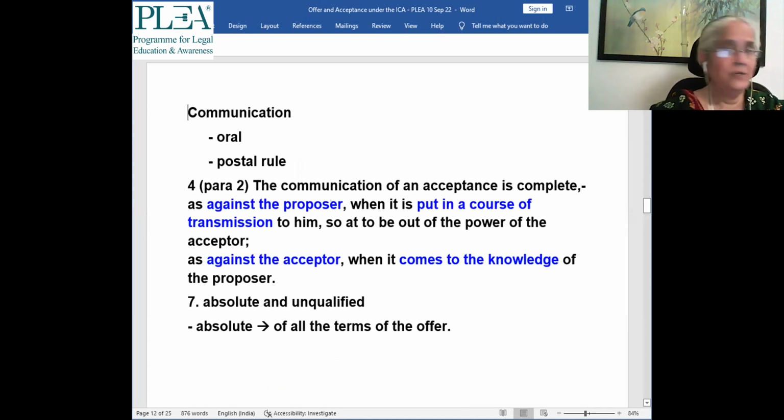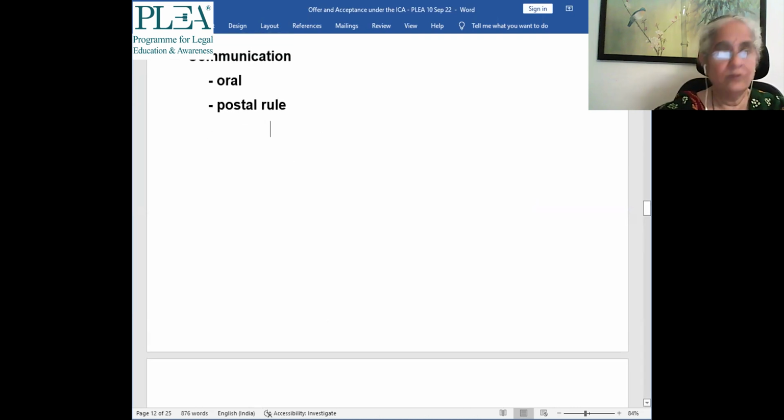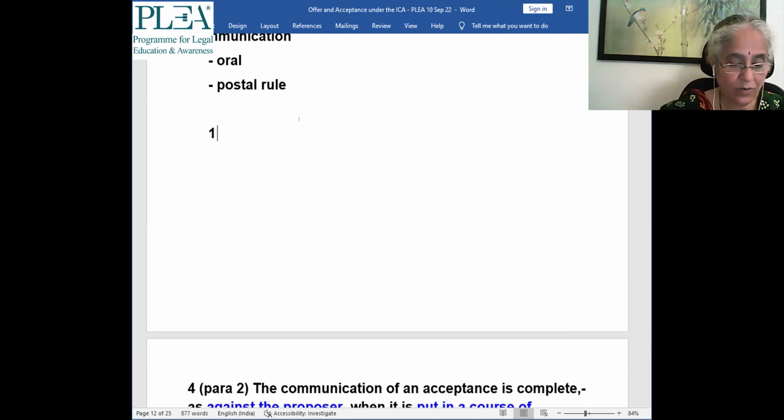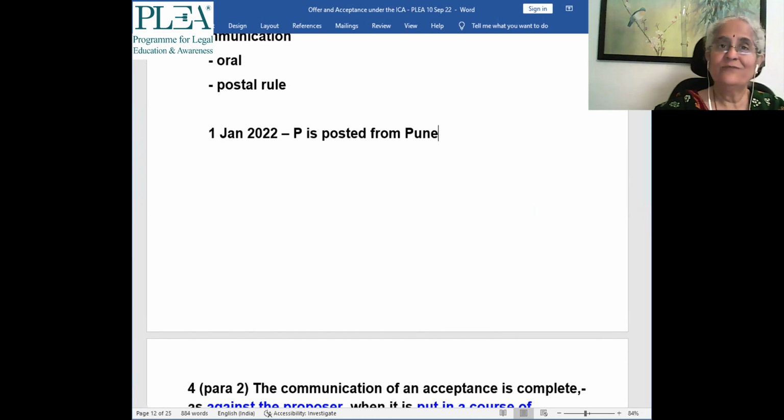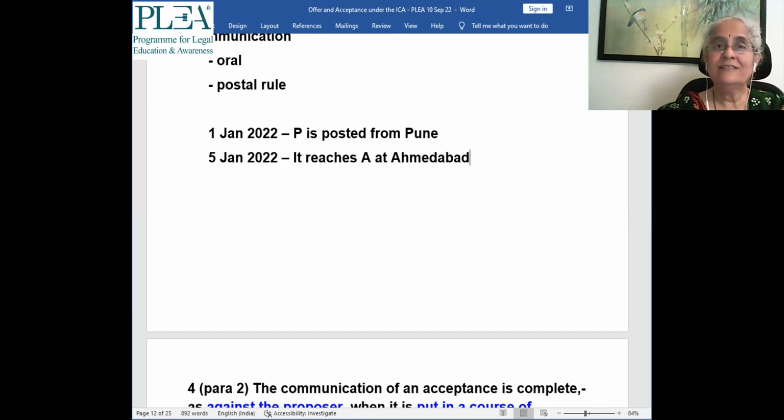This acceptance must be communicated. If it is oral, then it is communicated immediately. Even if it's on the telephone, it is communicated immediately. But where it is given in a mode which requires transmission, then we refer to what is called the postal rule. So what we are essentially saying is, and let me now use this, that on 1 January 2022, the proposal is posted from Pune, P and P. On 5 January 2022, it reaches A, that is the one who's going to accept, at Ahmedabad. The decision to accept is taken. Now, if it's a company, it may involve a resolution.